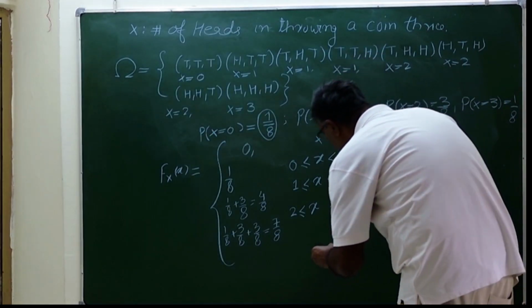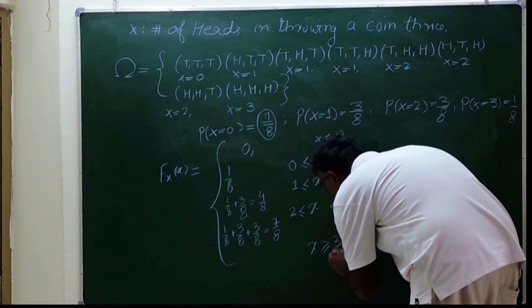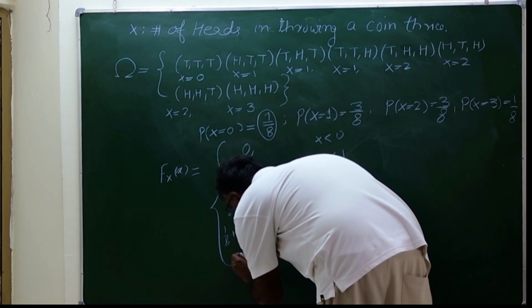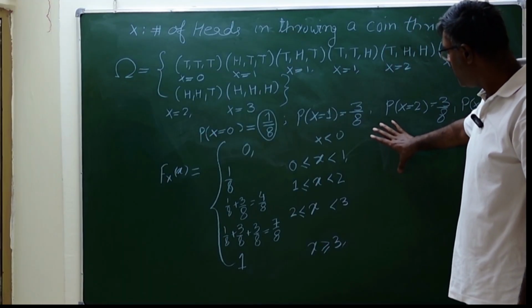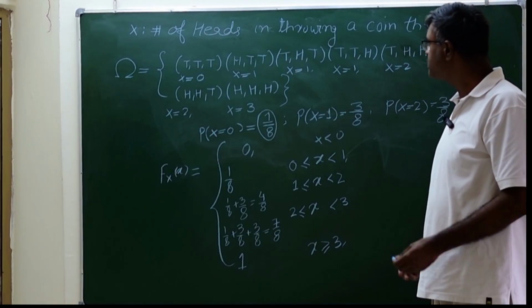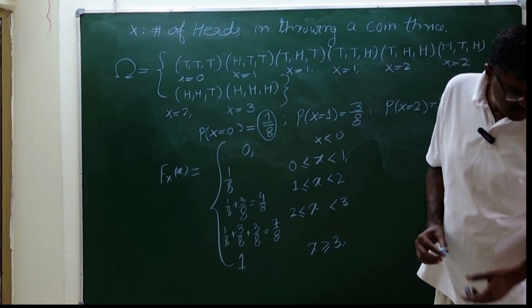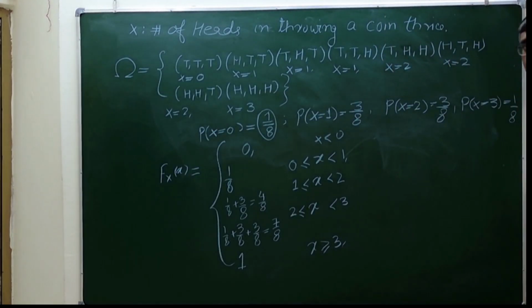Now for x greater than or equal to 3, we will have the whole sample space. So F of x is now defined as this. This was another example from V.K. Rohatgi, and hope you can jot it down.